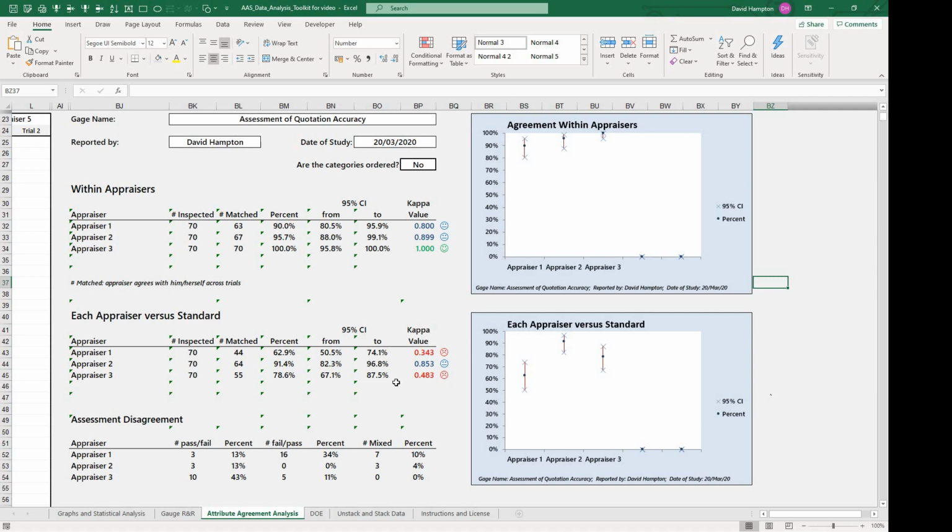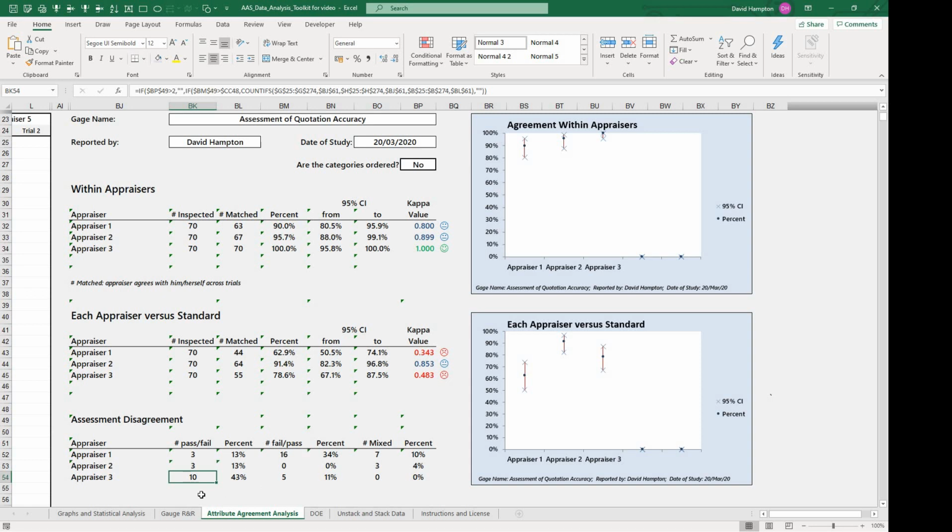So what's going wrong here? Well, we can see in this section on assessment disagreement that appraiser 1 said that the quote should pass when really it should have been a fail 3 times, and the other way round 16 times. So he's overcritical, he's failing quotations that should have been a pass, while appraiser 3 has passed 10 that should have failed, and so appraiser 3 is too generous.